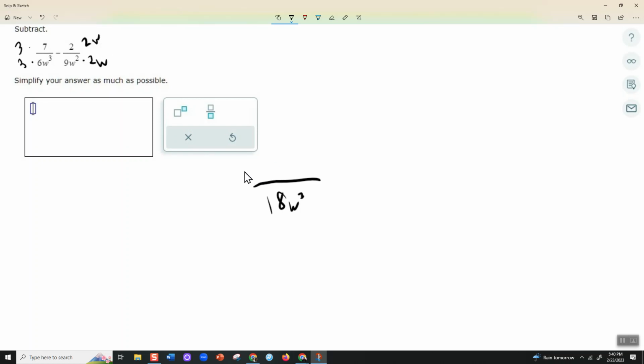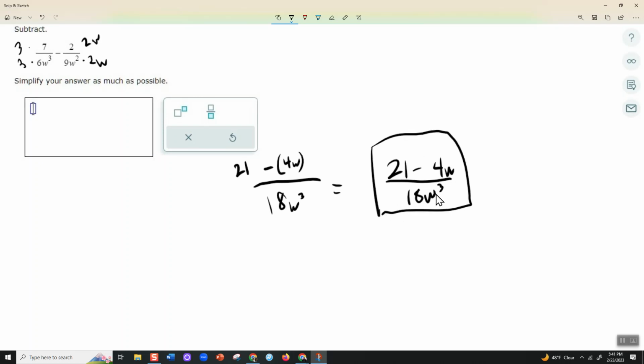All right, 3 times 7, that's 21, minus all of 2w times 2, which is 4w. So that's pretty much the answer. 21 minus 4w all over 18w cubed. No, I cannot reduce the w's. It has to be the entire common factor on top with the common factor on bottom. And there is no common w on top. 21 does not have a w. All right.